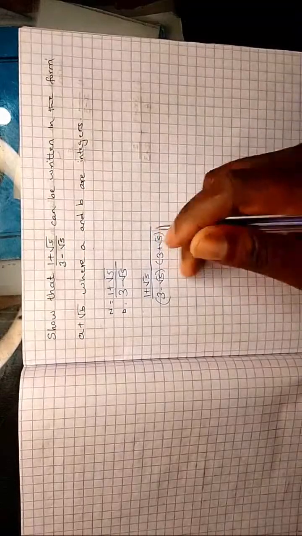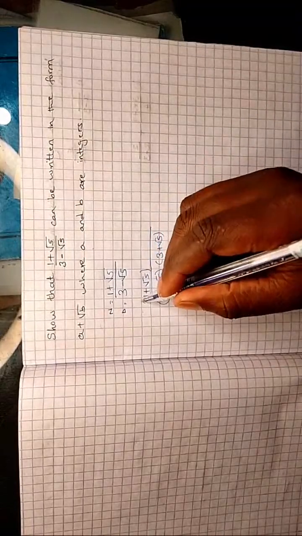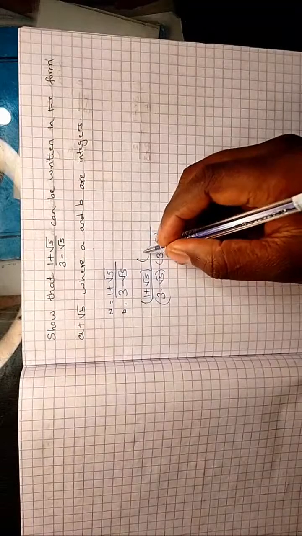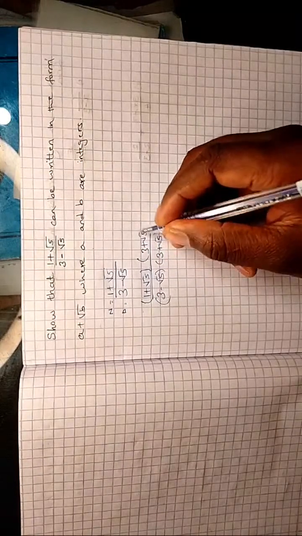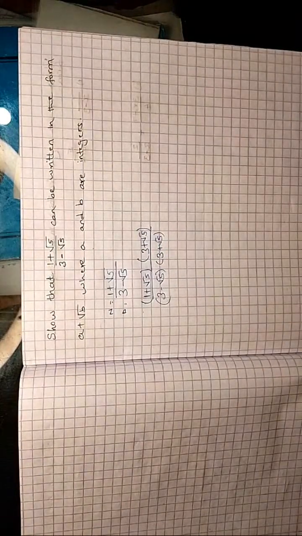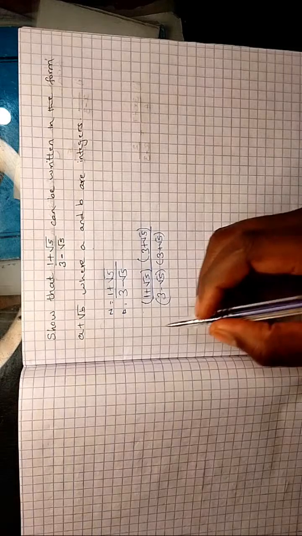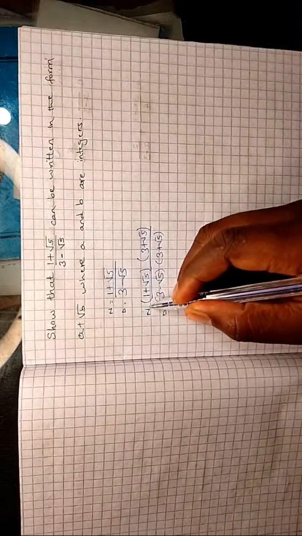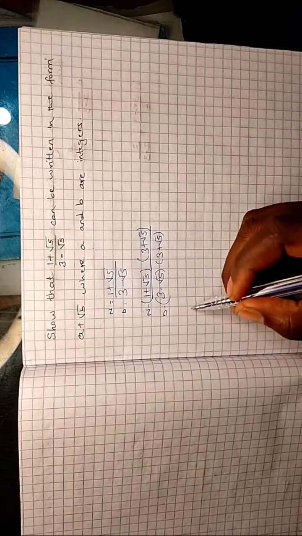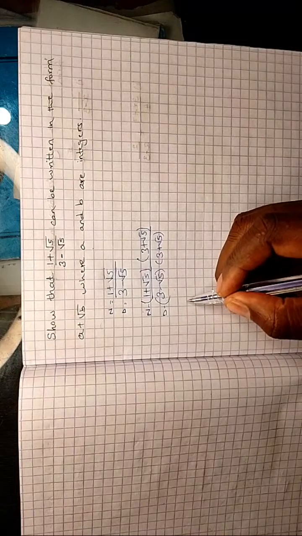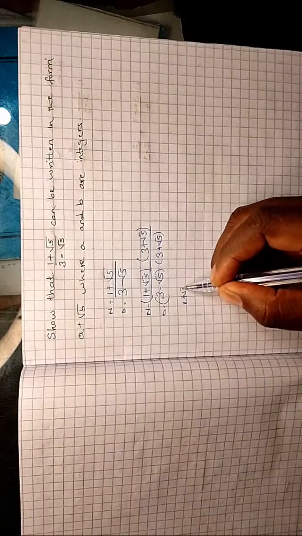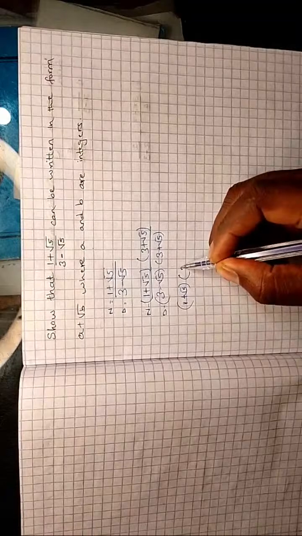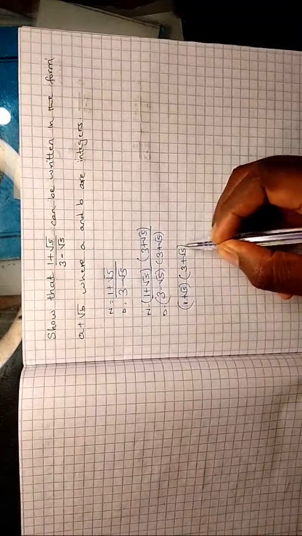The same conjugate is what we are going to multiply on the numerator side, that is 3 plus root 5. Now, when we have it that way, we need to multiply. We start with the numerator, and then we come to the denominator. The numerator is now 1 plus root 5 and 3 plus root 5.